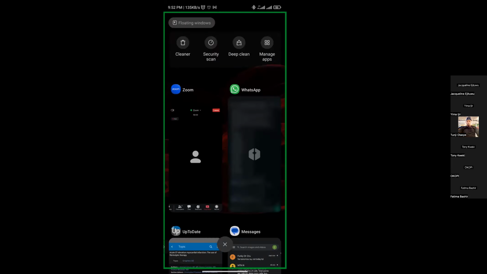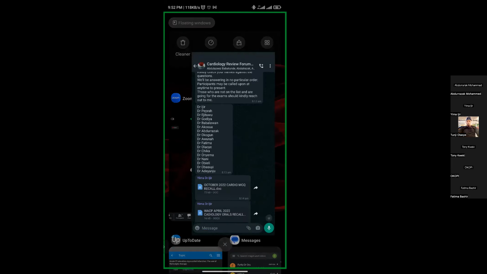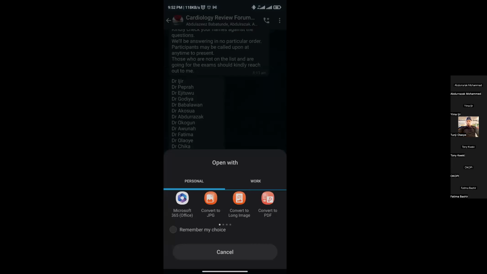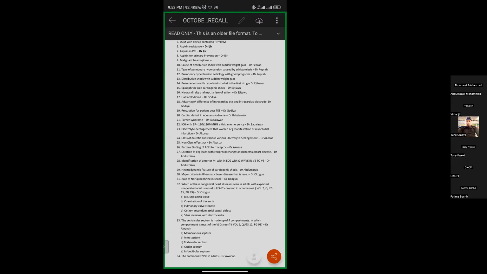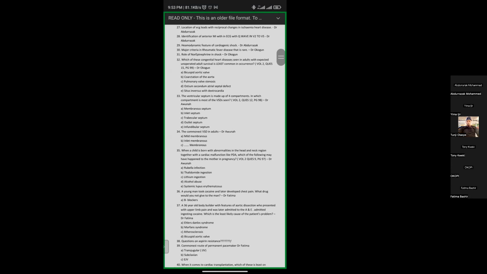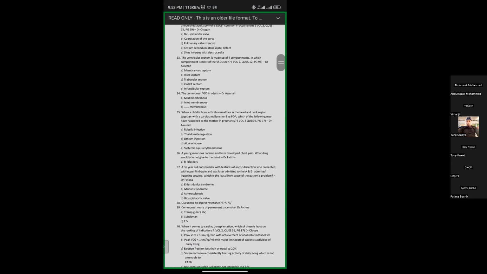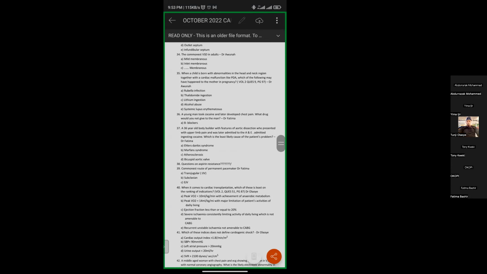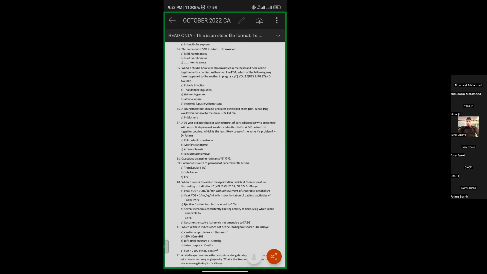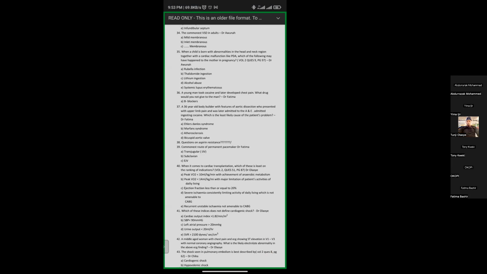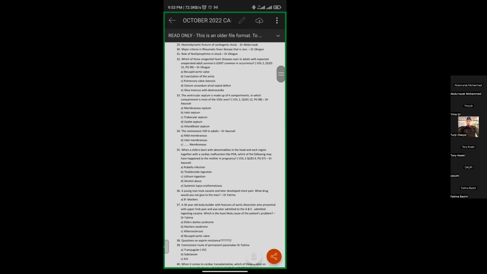Question 36 reads, a young man took cocaine and later developed chest pain. Which drug will you not give? So going straight to the answer, the drug I will not give is beta blocker. Now, what's the explanation behind cocaine use causing chest pain?